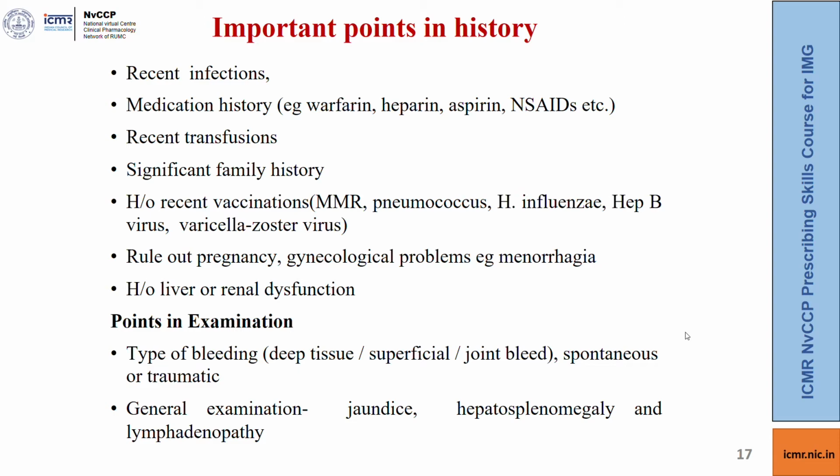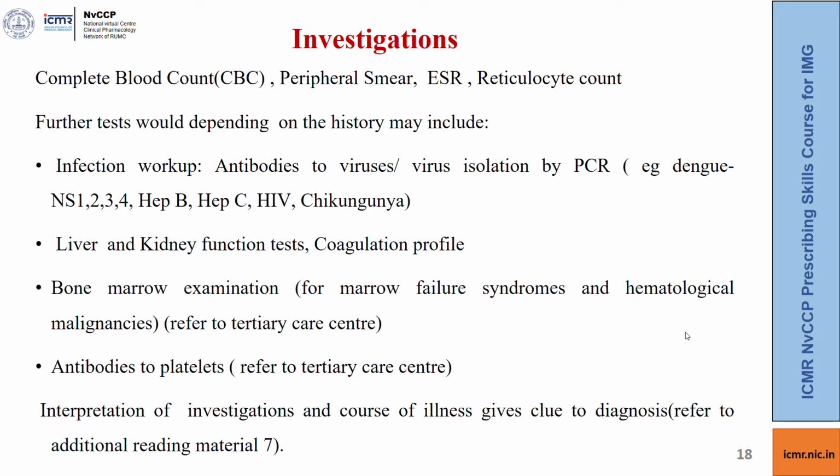Important points in examination will include the type of bleeding, whether superficial, deep or presence of joint bleed, whether the bleeding is spontaneous or traumatic, and general physical examination for jaundice, hepatosplenomegaly and lymphadenopathy. The additional investigations that you will need will comprise a complete blood count, peripheral smear, ESR, reticulocyte count. Further tests would depend upon the history and may include an infection workup, liver and kidney function tests, coagulation profile, bone marrow examination, and antibodies to platelets.